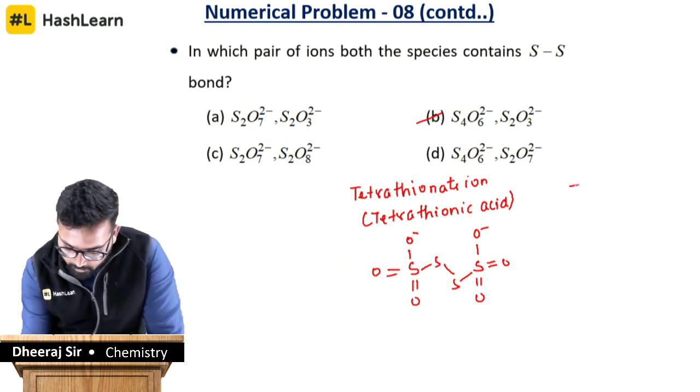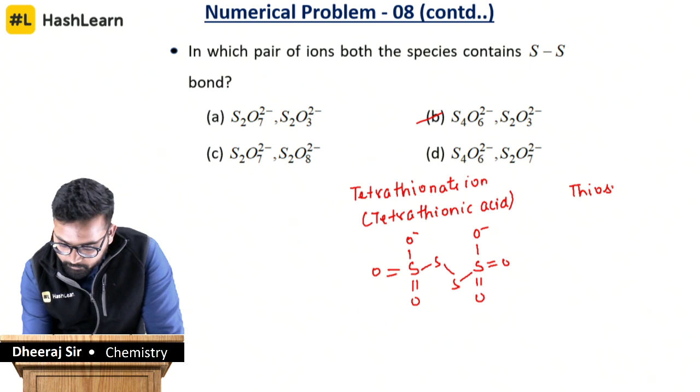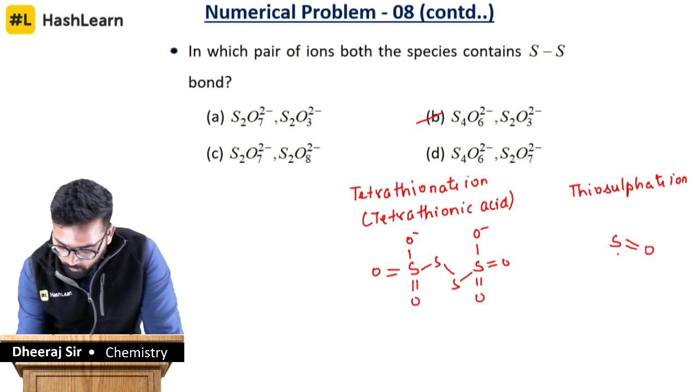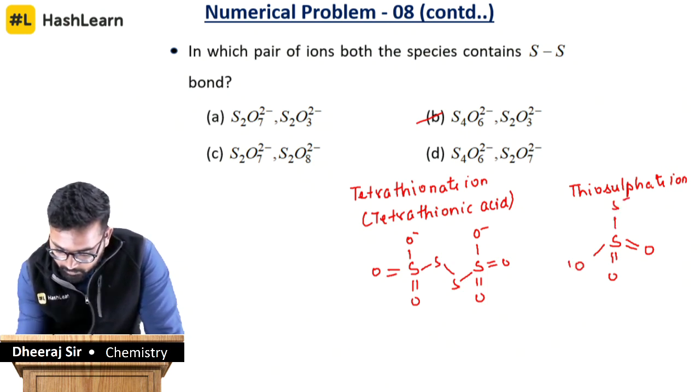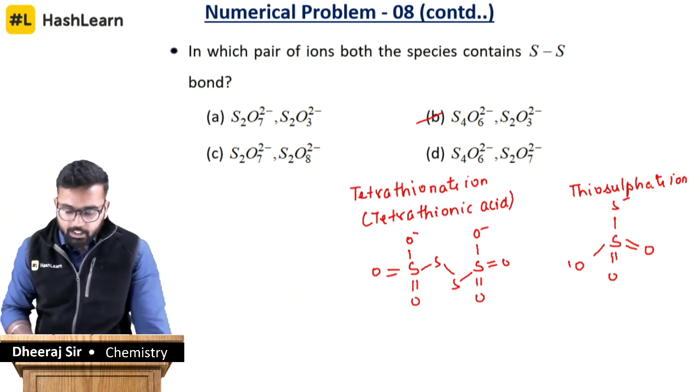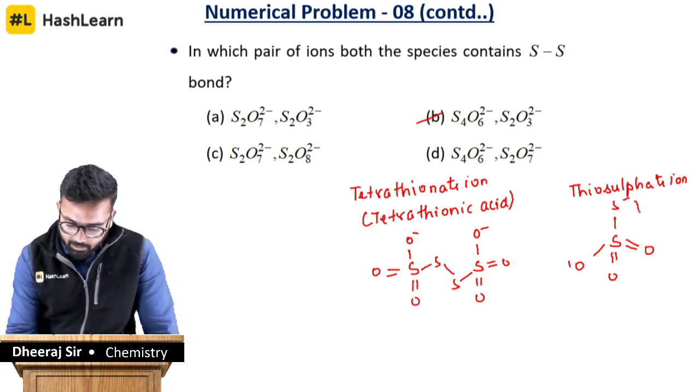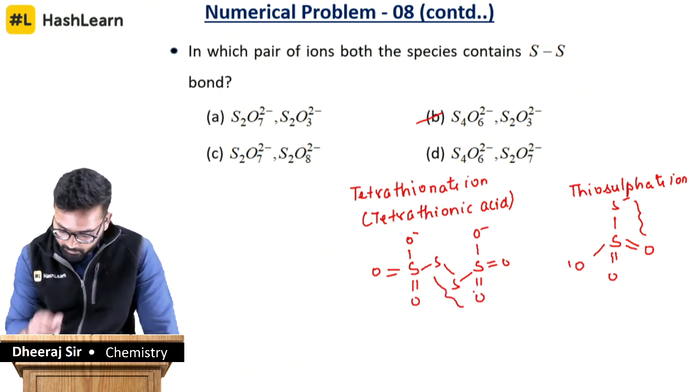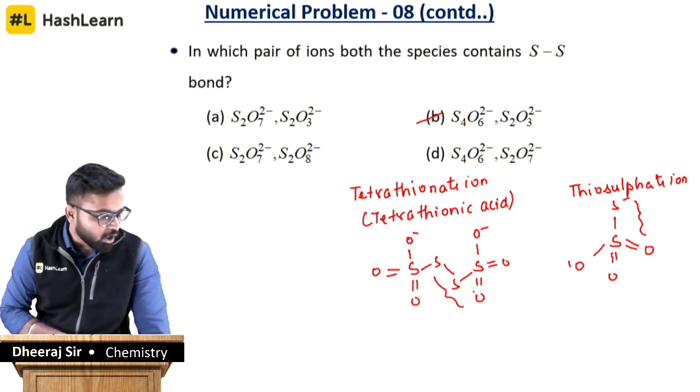So the thiosulfate ion is this. You'll have S, double bond O, double bond O, O minus, and S minus. So this is the thiosulfate ion. If you look at it, the S-S single bond is present here, so the option is option B.